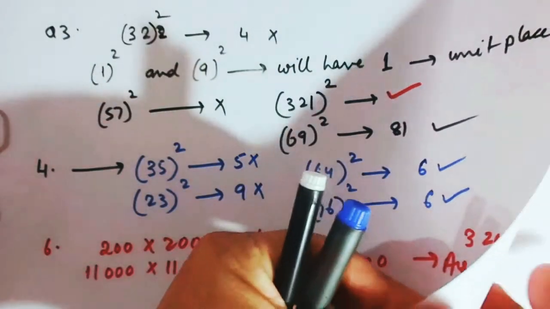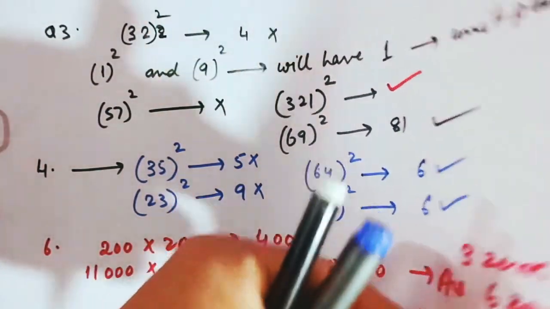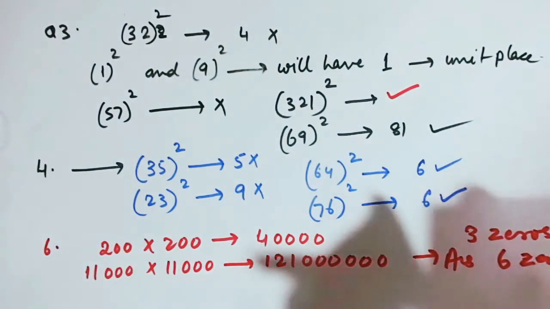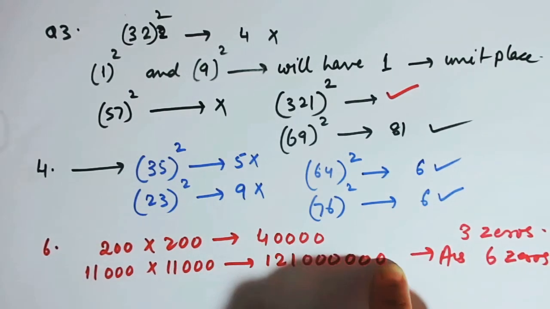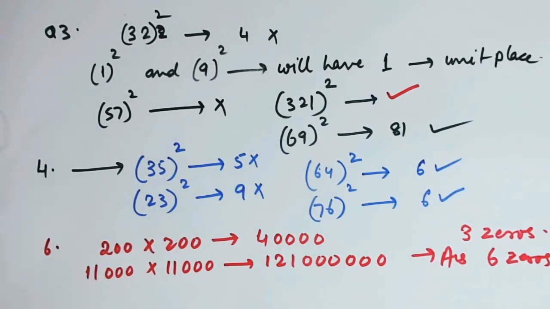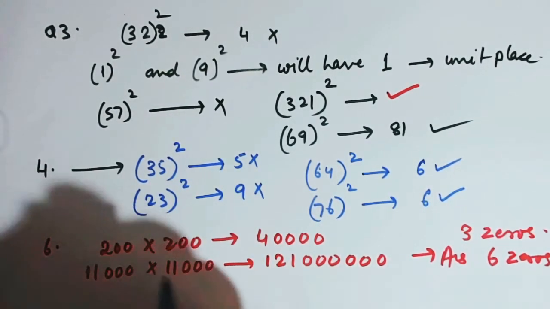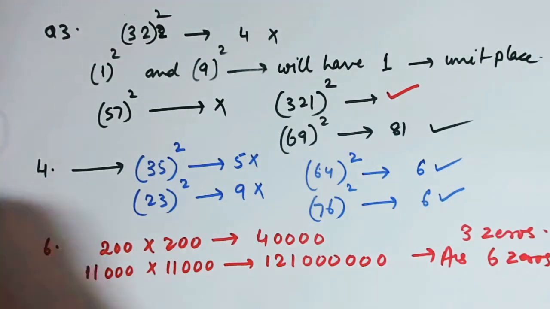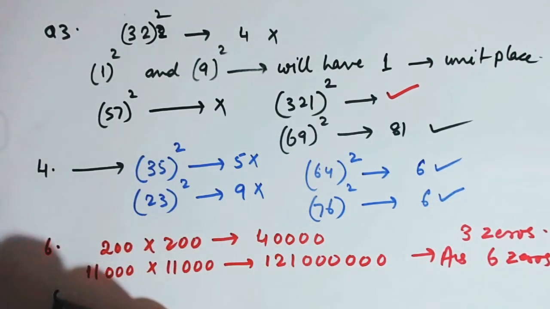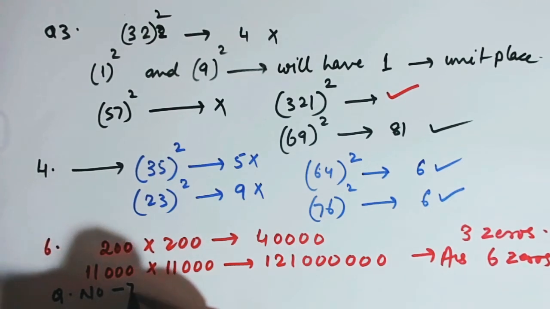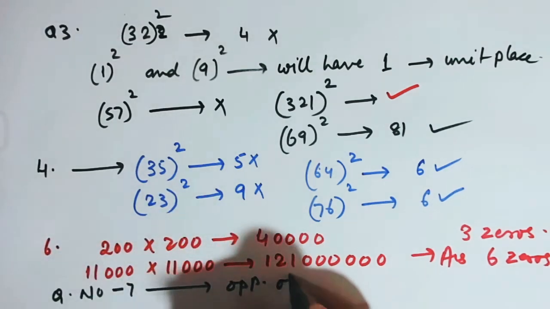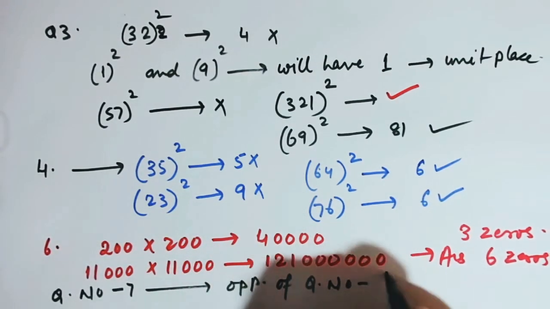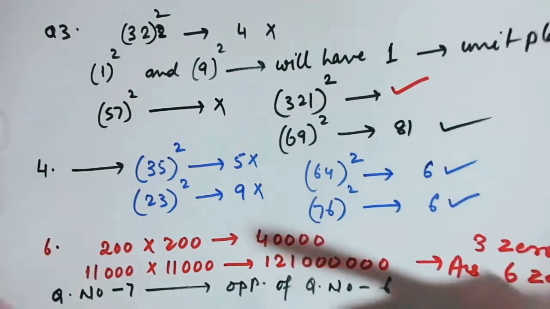If the square of a number ends with 10 zeros, how many zeros will the number have? Come on. So it will have 5. They have given you this one: the square of a number ends in 6 zeros. Then how many zeros will the number have? The number will have 3 zeros. So question number 7 is just the opposite of question number 6. Okay, so try to understand the language these people use.